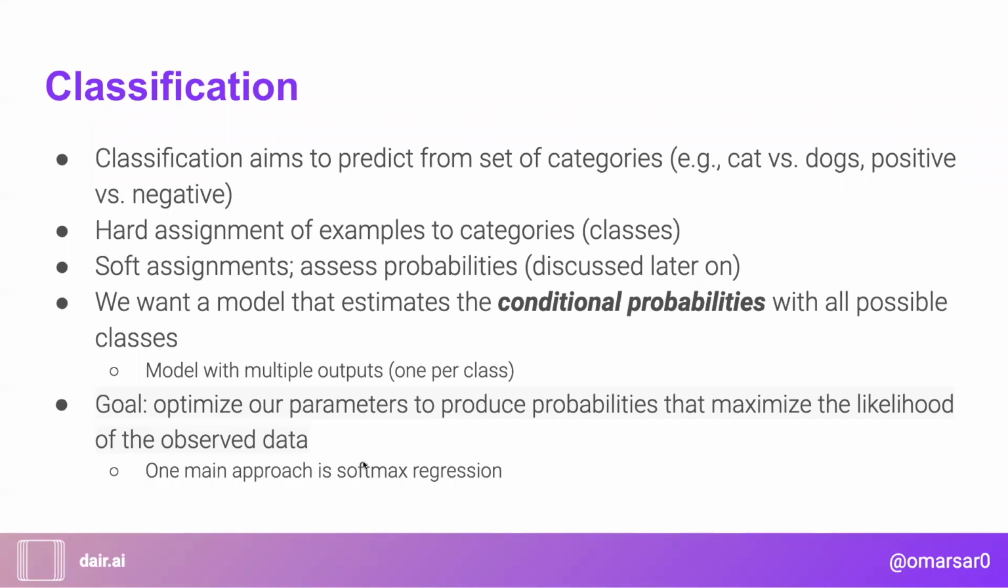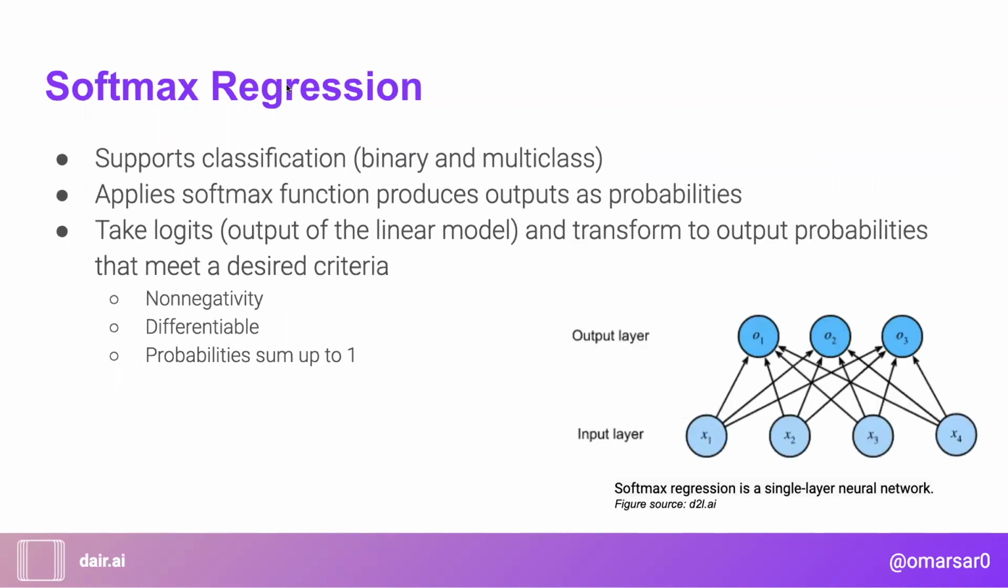So that's the idea, and all of this stuff is just repetition. It's more like a compact summary of everything that I've discussed in these slides. And one approach, of course, is softmax regression. We'll touch on that in the code. And so one or two slides here on softmax regression, which supports classification, binary and multi-class as well.